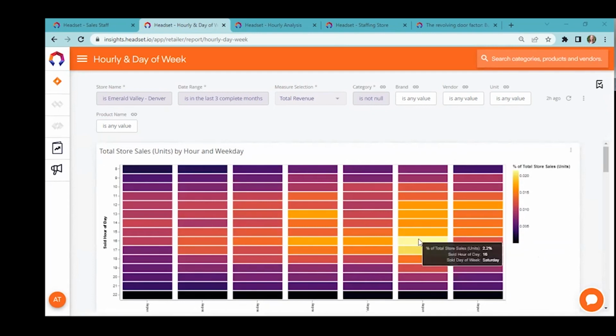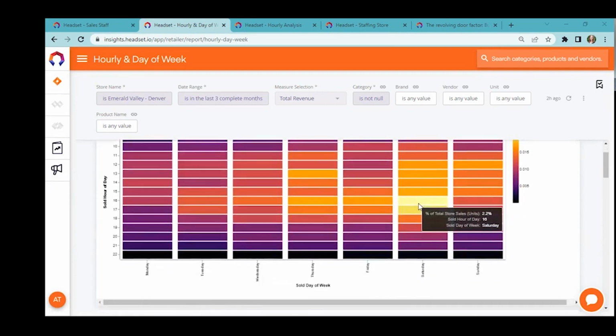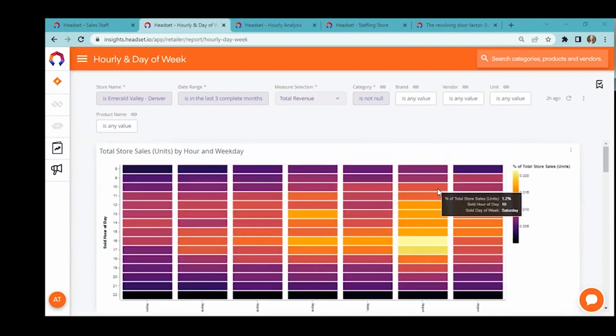Percent of total sales in units. This is the percentage of total sales throughout this entire day, or I should say, I think it's throughout the entire week. And then sold hour of the day is just the hour of the day, so 4 p.m. would be 16. And then sold hour of the week, so which day are you looking at? Those are the data points that appear within this.